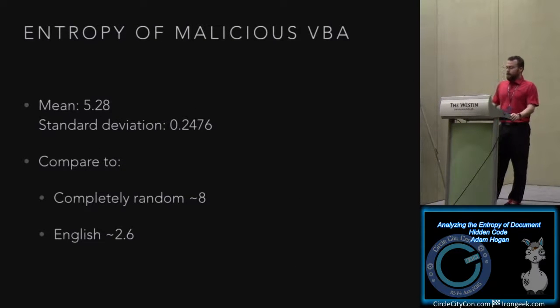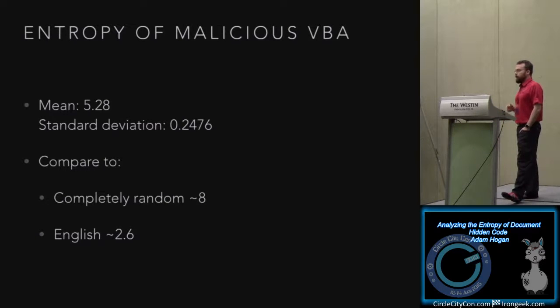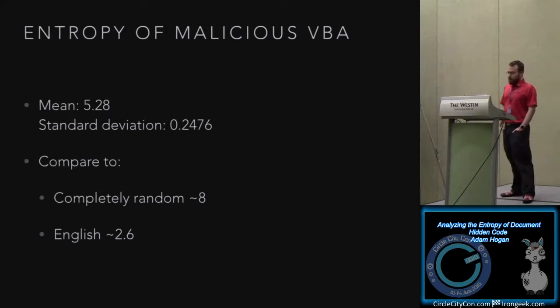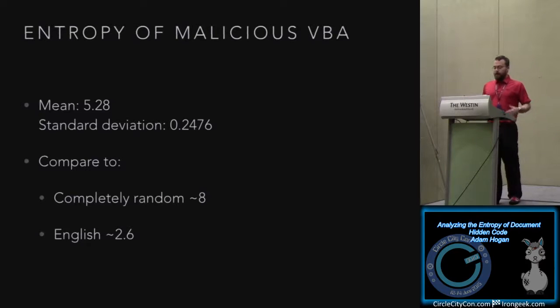The mean entropy was 5.28, with a standard deviation of about 0.25, which is fairly high. If you compare that to a couple of benchmarks, completely random data has a theoretical limit of 8, right? If you run a random number generator, you usually come out a little over 7. But the theoretical limit for measuring entropy is 8. And then the entropy of the English language is about 2.6. In theory, because of all the letters we have in English, it should be closer to 5, but because there's a lot of redundancy in English, it's actually closer to 2.6 when you measure it.